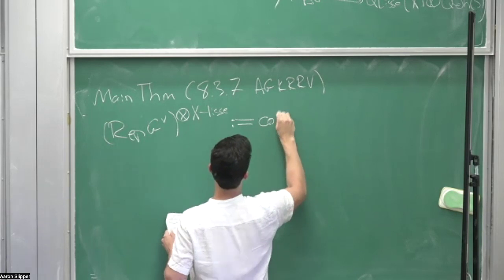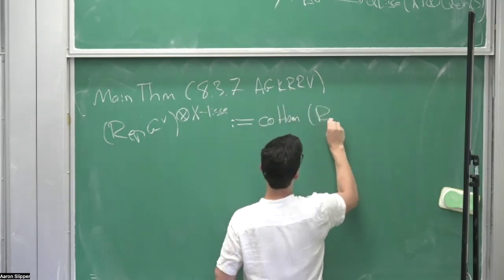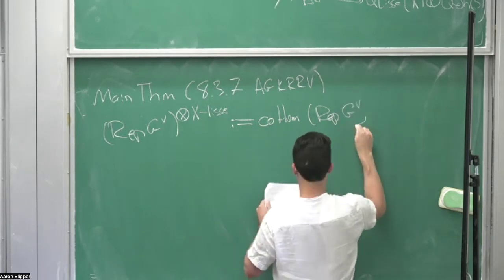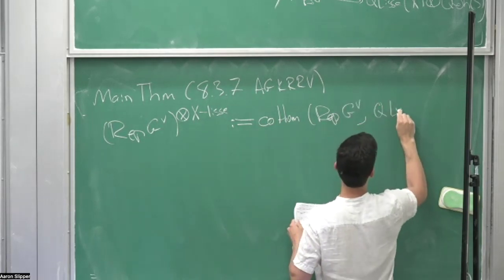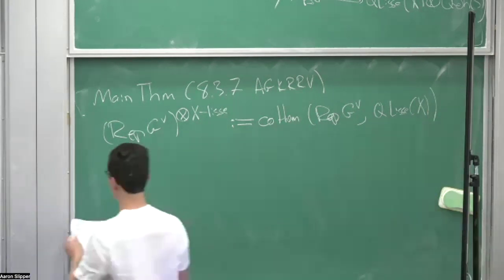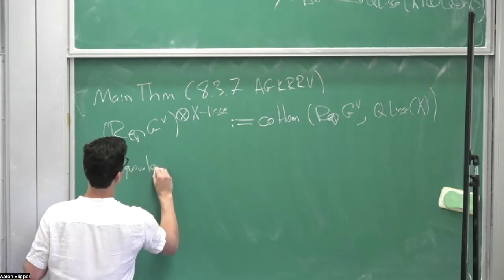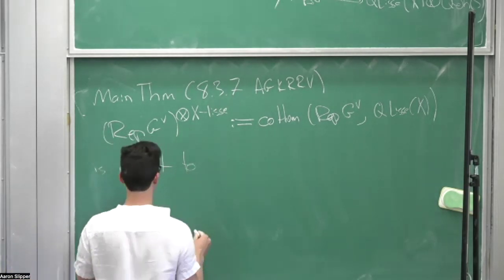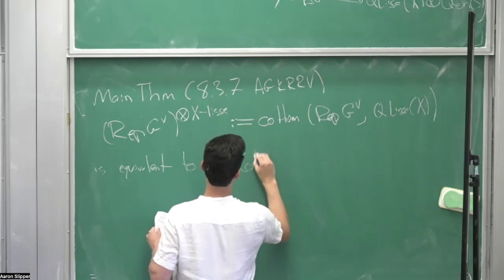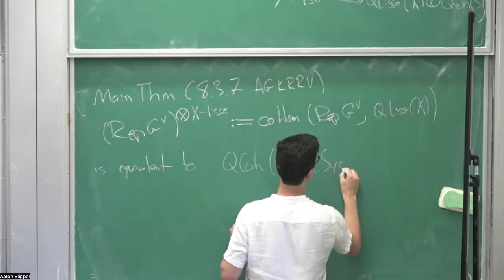Rep G check is equivalent to quasi-coherent... local systems restricted.